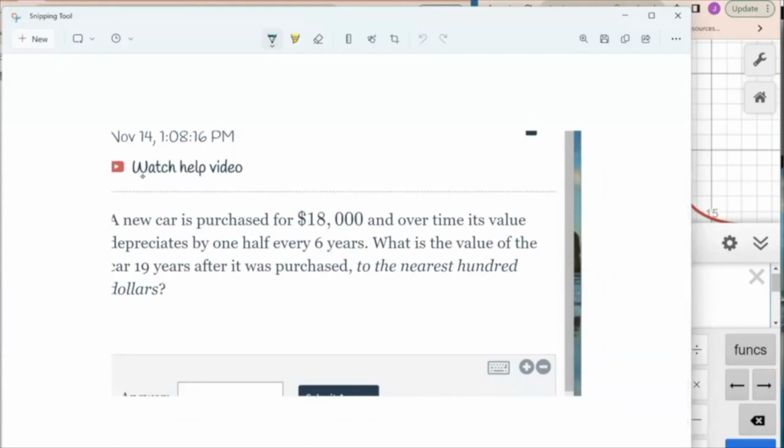That means in 6 years, this 18,000 is going to go down by half. So it's going to be 9,000. But this is after 6 years. Then again, it's going to depreciate again. So year 6, then it's going to be year 12. It's going to depreciate again by half again. Okay, so that's what the question is saying.